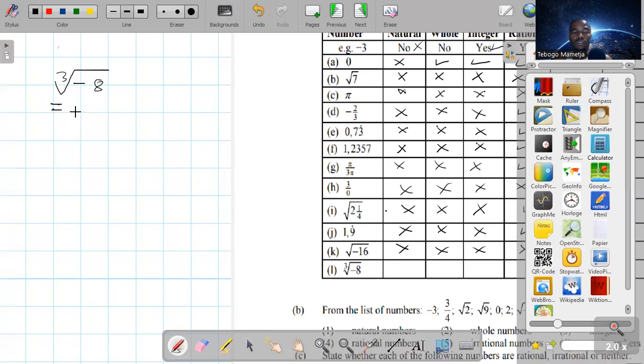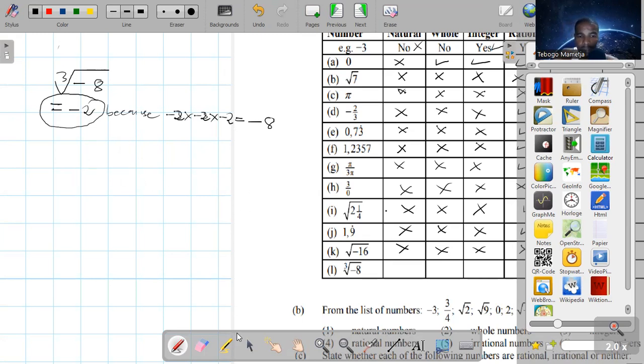Okay, so what are we looking for there? We are looking for a number that was multiplied 3 times by itself to give -8. And what is the number? The number is -2. Why? I'm just writing for you: -2 times -2 times -2. Negative times negative will be positive. Positive times negative will be negative. Negative 8. So the cube root of -8 is -2.